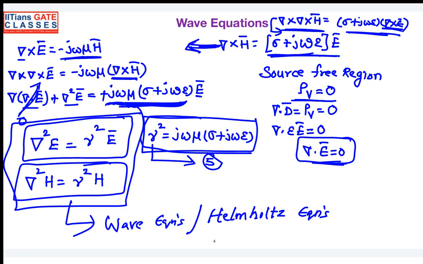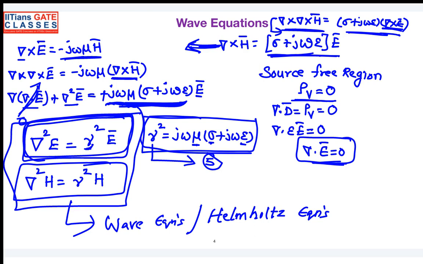So by solving the wave equation, we can see how the electric field and the magnetic field vary in space. See here, if you look at this particular equation, you know the value of gamma in a particular medium. Suppose I assume that the wave is propagating in free space: the conductivity is 0, mu will be 4 pi into 10 power minus 7, and epsilon value will be 1 by 36 pi into 10 power minus 9.